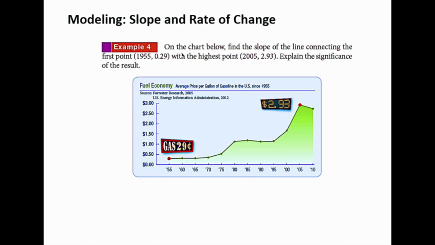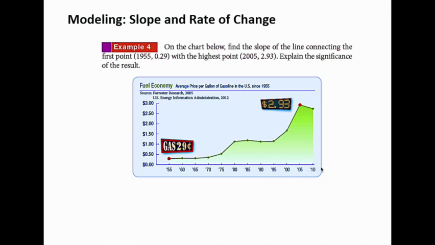It says on the chart below, find the slope of the line connecting the first point, which is 1955 and 0.29, with the highest point of 2005, 2.93. And we're going to explain the significance of the result. If we look at the graph, notice that this graph represents fuel economy, so the average price per gallon for each year, and the years are marked down here on the horizontal axis.